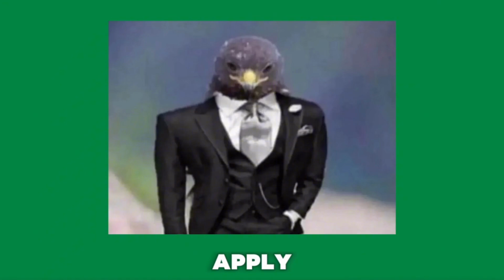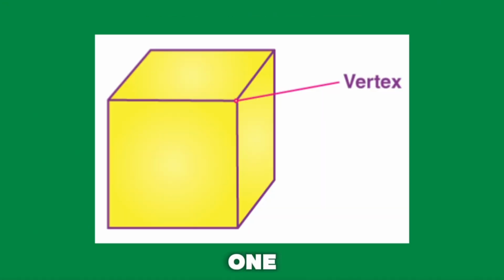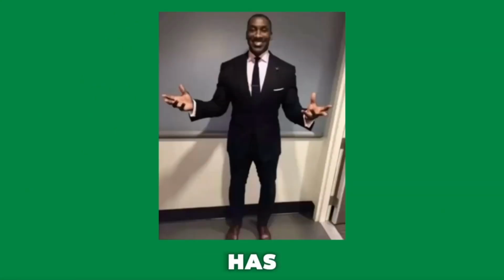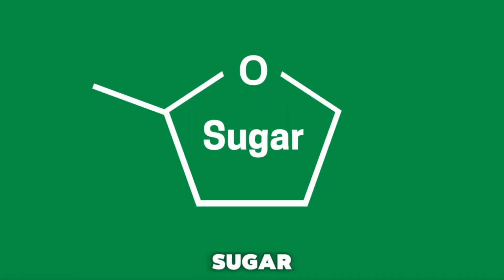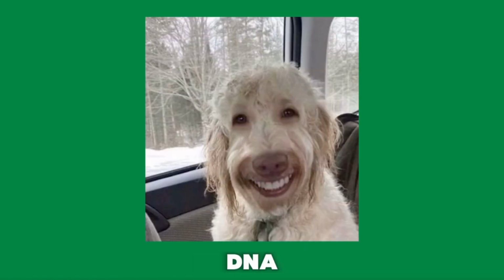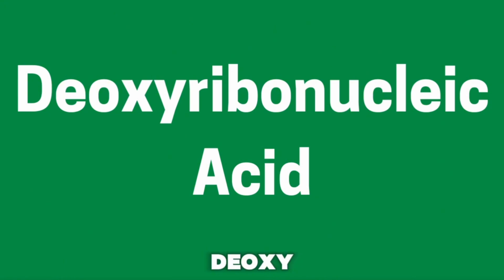And if we apply the same principles as we did before, each vertex here has one carbon. So there's one carbon here, one here, one here, one here, and another one here. And if you count all, that's 5. And because it has 5 carbons in this sugar, we call it a pentose sugar, pent meaning 5. And it's kind of in the name, bro, because DNA stands for deoxyribonucleic acid.